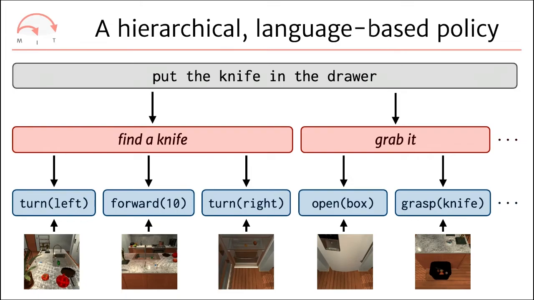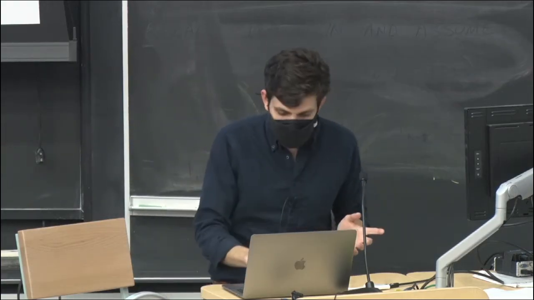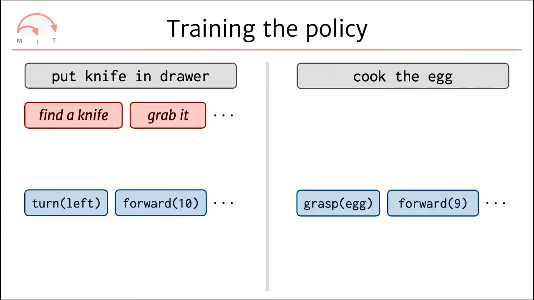So this is a nice picture. It looks like all the other hierarchical policies that we had before. But how are we going to train it? Right? Because the situation that we find ourselves in at training time looks like this.